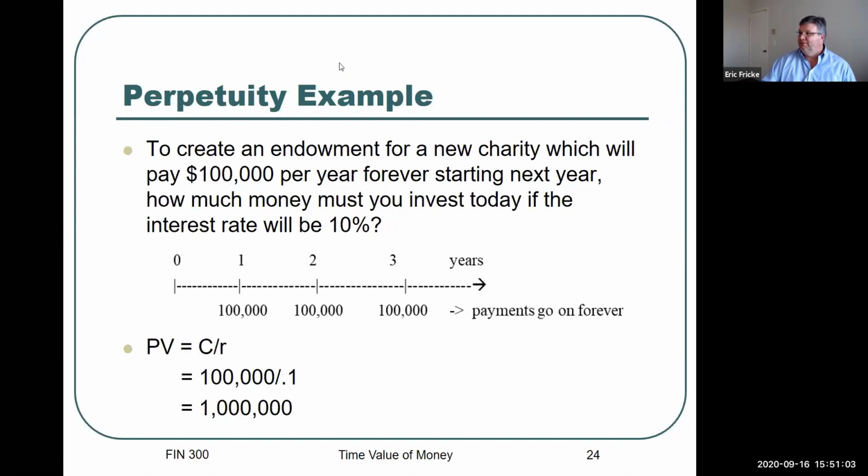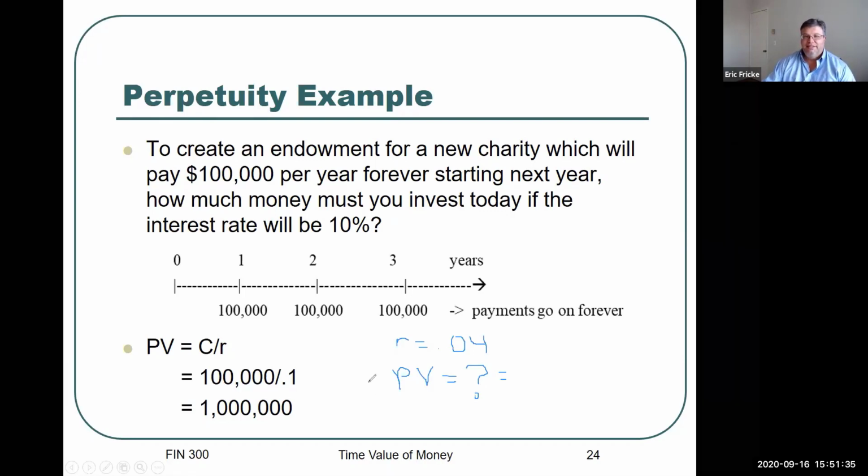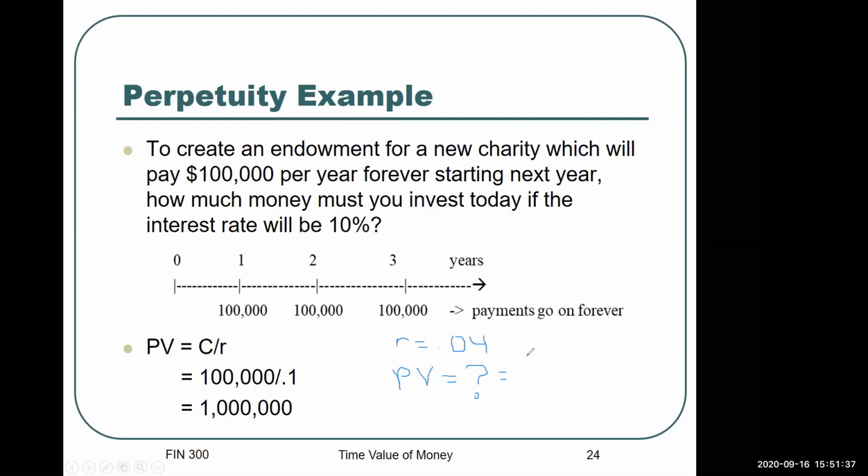Let's see who can come up with an answer first. It's going to take me a little while. I'm going to draw it out. So if we let R equal 0.04, what's PV going to be? Does anybody have an answer on that? 2,500,000.